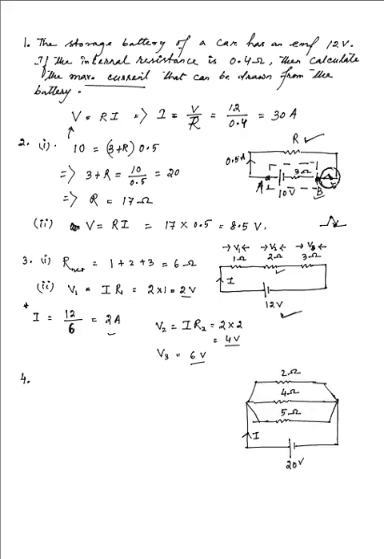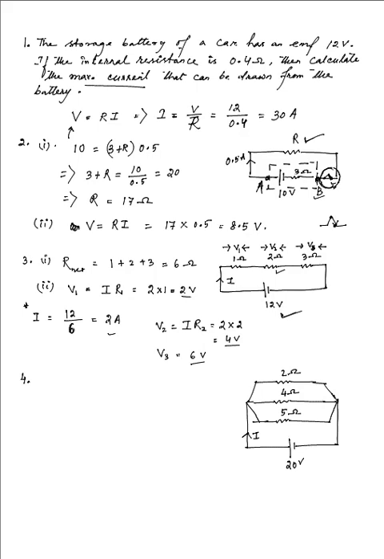Now in the next question, you have a parallel combination. We have a 2 ohm resistor, a 4 ohm resistor, and a 5 ohm resistor connected in parallel, and we are provided with a voltage source, which is giving us a voltage of 20 volts, and from that obviously you have a current flowing through the circuit.